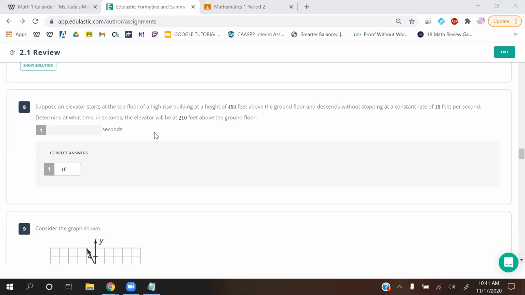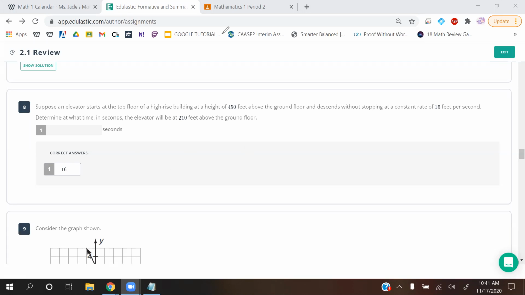Oh, did we not enter this one? Oh, I think we accidentally skipped a question. I don't want to skip a question. I want to show you guys how to do that. I didn't know that I skipped it. Sorry. Let's annotate and let's do this problem together. You can see the correct answer already, but I just want to make sure you know how to get there.